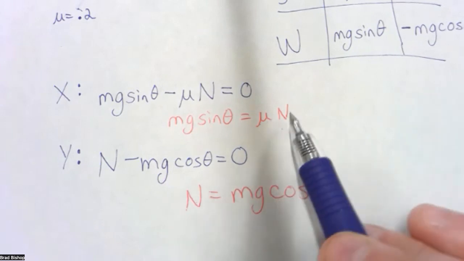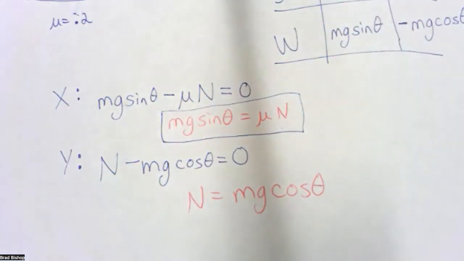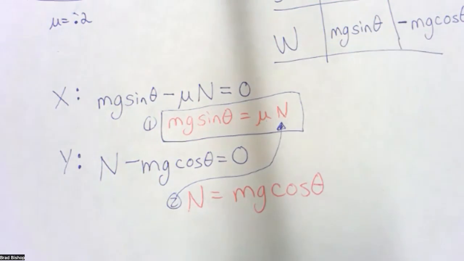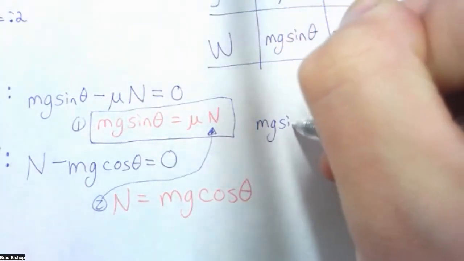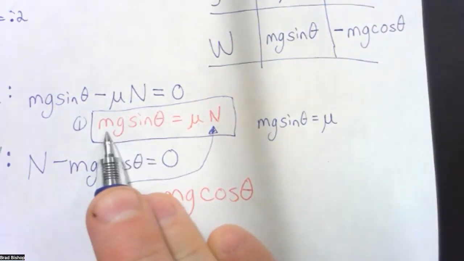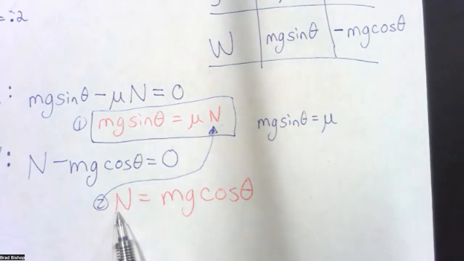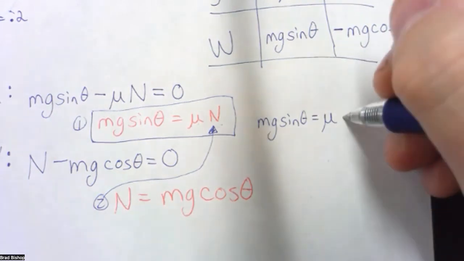We see that these two formulas have normal force in both of the equations. So what I'm going to do is take this formula and rewrite it, but plug in my second equation's expression for normal force. So I'm going to write mg sine theta equals mu times normal, but instead of writing normal, normal equals what? Mg cosine theta.